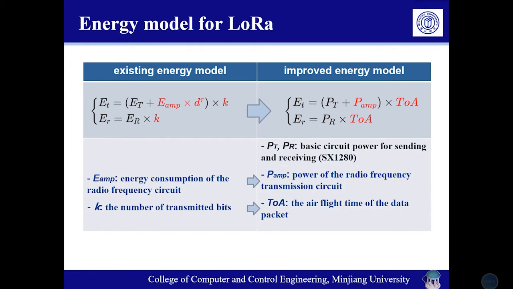TOA in the formula is time on air, which represents the air-flying time of the data packet. Here, we use it to represent the transmission time. In this model, PT and PR are generally constants. Spreading factor and bandwidth mainly affect communication energy consumption by manipulating TOA and PM. Then, we will introduce the calculation of TOA and PM respectively.